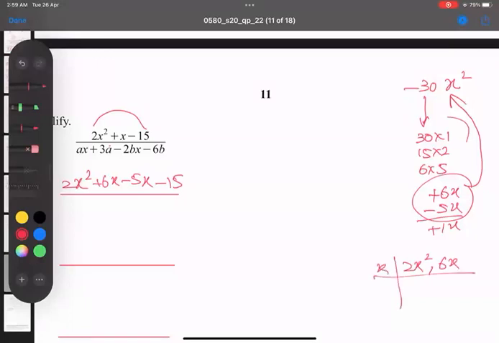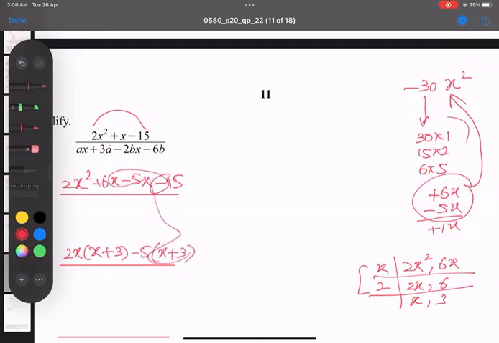x common, I got 2x, and here 6, 2 common, I got x and 3. So 2x common out. When I take 2x common out, what is left behind? x and 3. So x plus 3, I'm copying. And from 5 and 15, table of 5: 5 ones are 5, 5 threes are 15, but I take negative 5 common, so x plus 3. When I take negative out, both signs become positive.